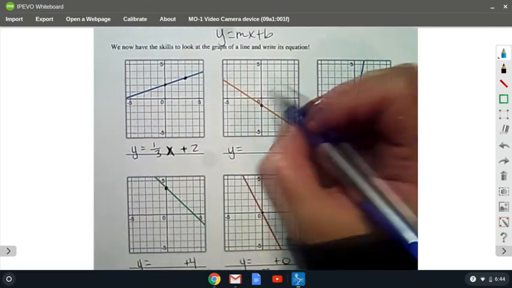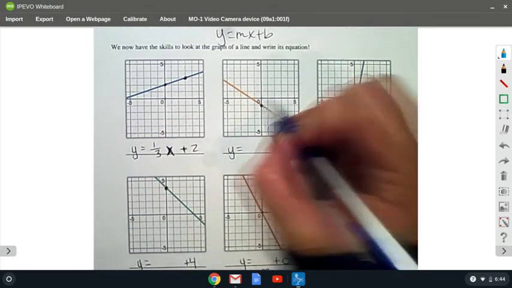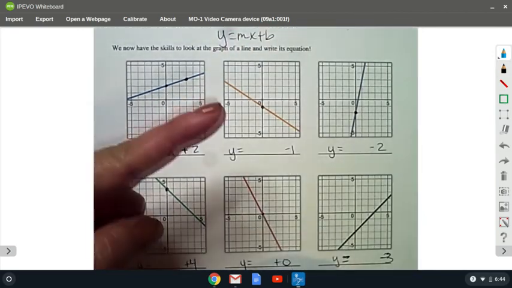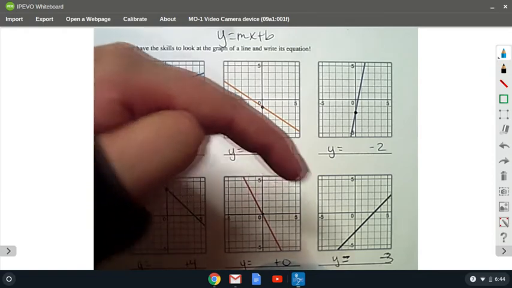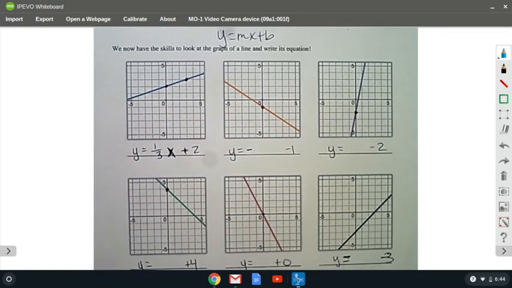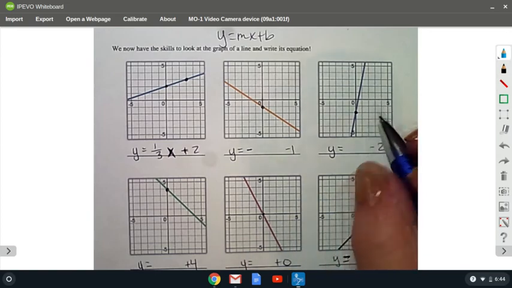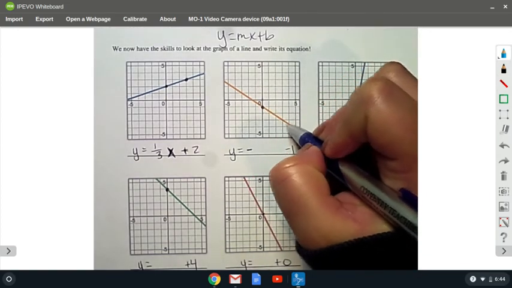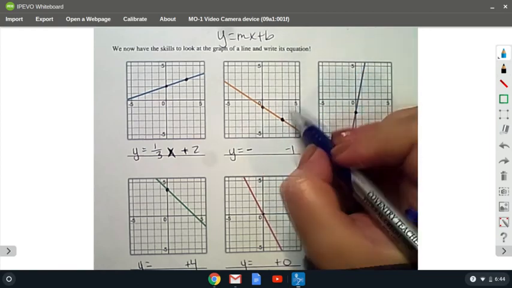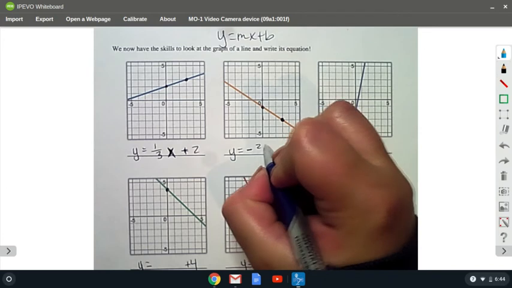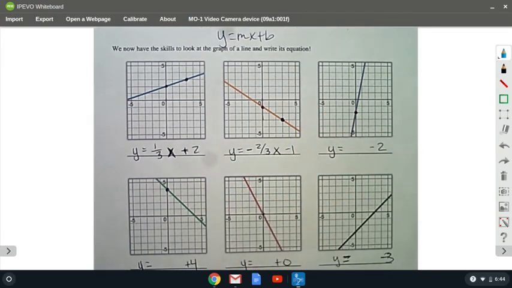Over here, my y-intercept is -1. Now, I have a negative slope here. Remember, a positive slope goes up from left to right, and a negative slope goes down. So I know my slope is negative, and I'm going to put a negative value there. I'm going down 1, and this appears to be my next most clear point. So I'm going down 2 over 3, so -2 over 3. And I always need an x next to my slope.